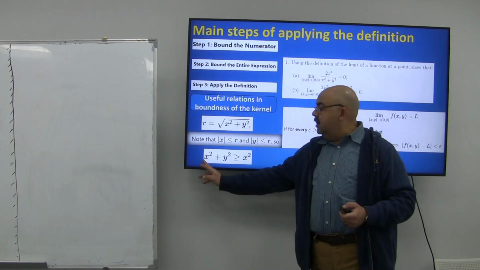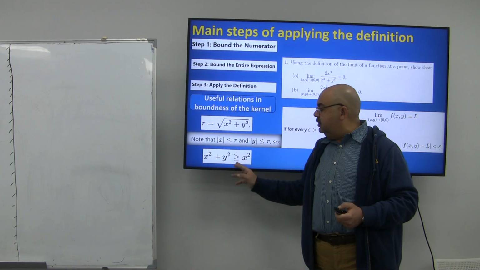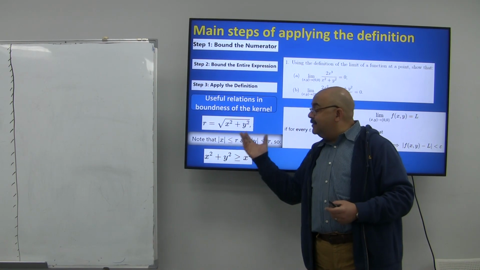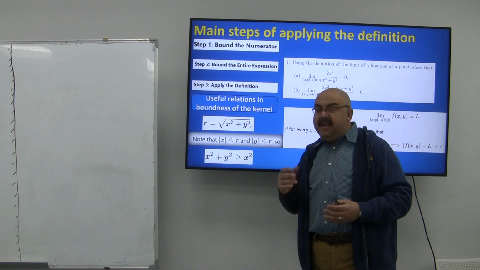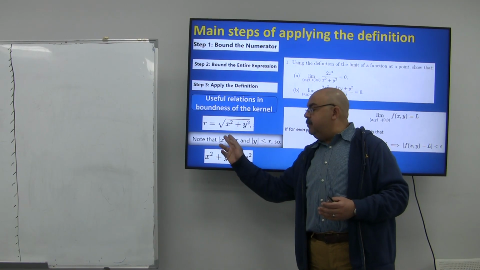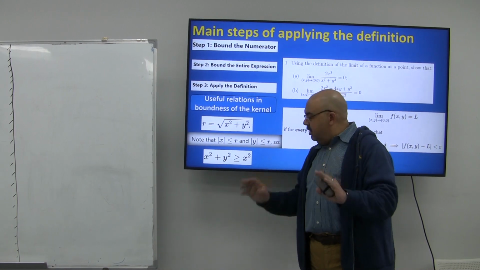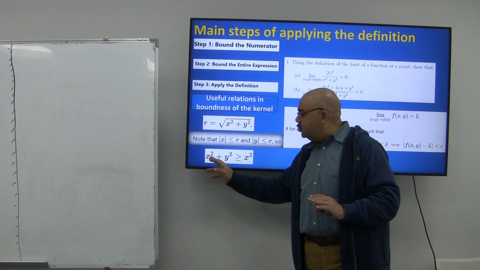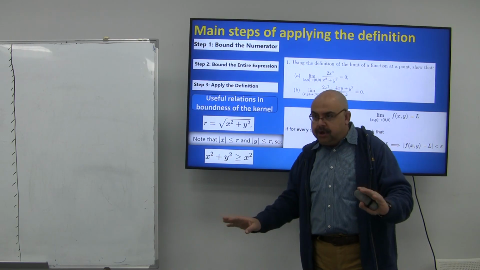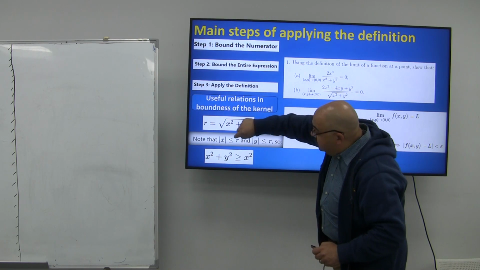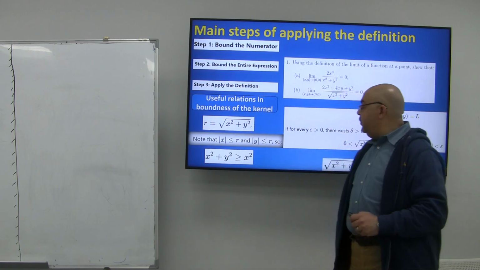Also, remark that x squared plus y squared is greater than or equal to x squared, and it is the same debate. Once you try to understand why absolute x is less than or equal to r, it's exactly the same as trying to understand that x squared plus y squared, for sure, will be greater than or equal to x squared. You may need this, that, and of course this one.